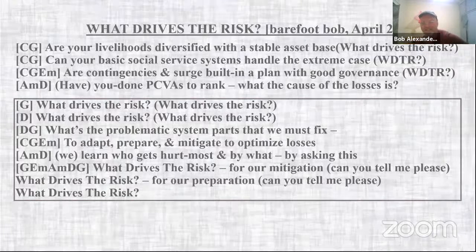What drives the risk? What's the problematic system parts that we must fix? To adapt, prepare, and mitigate to optimize losses. Learn who gets hurt most and by what? By asking this, what drives the risk? For our mitigation, can you tell me please what drives the risk? For our preparation, can you tell me please what drives the risk?